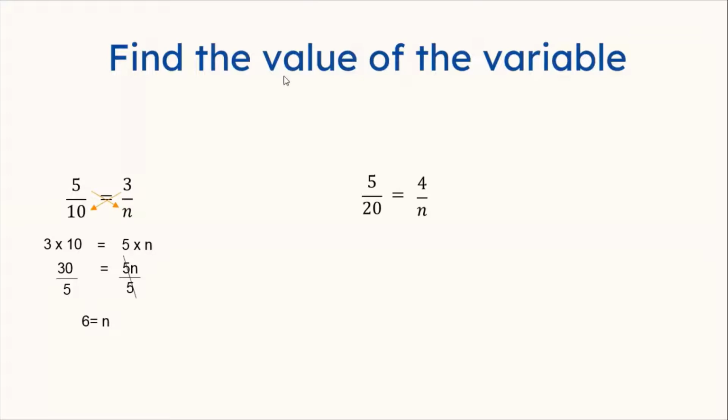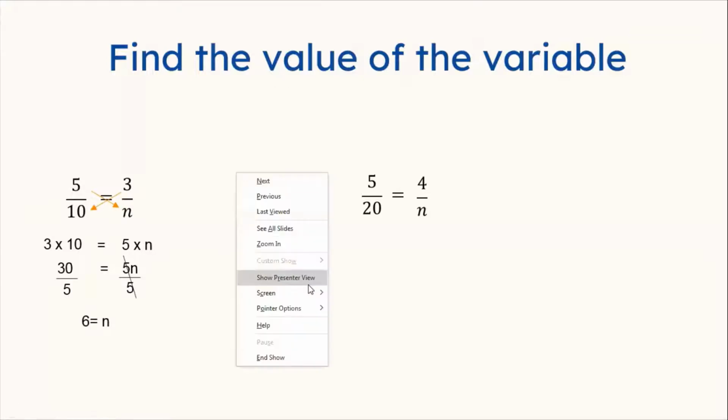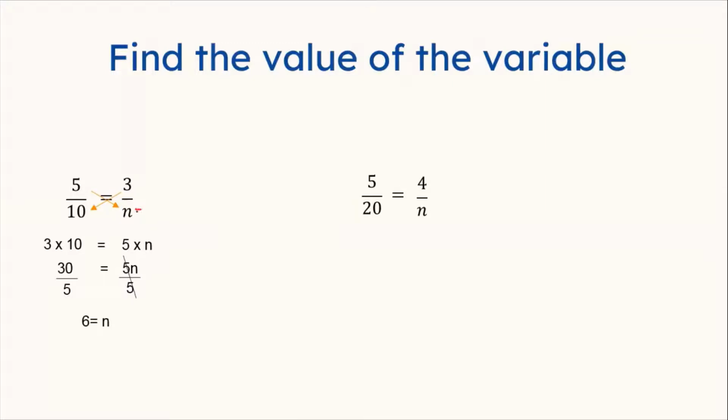And if we're going to substitute it, we're going to write n is equal to 6. And if we're going to do the cross multiplication, 3 times 10, that is 30. And 5 times 6, that is still 30. So you can see, they are equal to one another. So that is how we find the value of a variable. All we have to do is to use the cross multiplication.